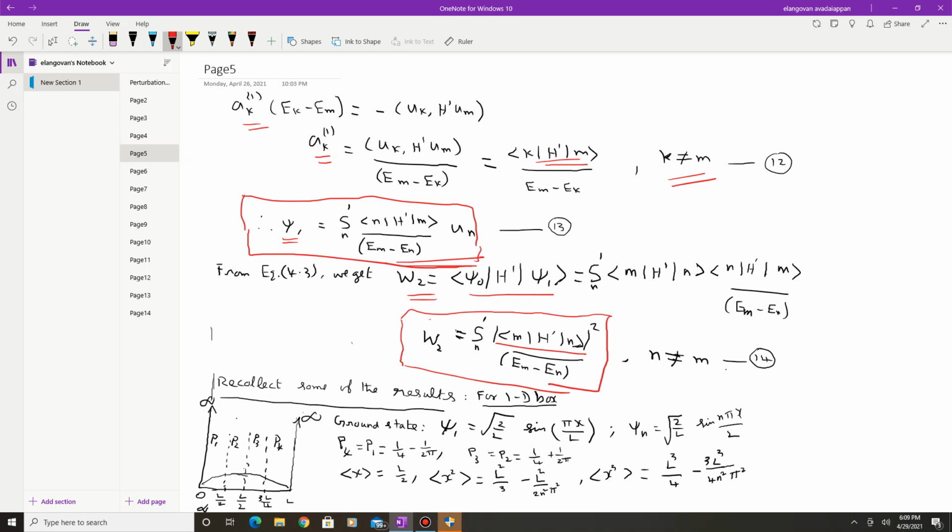Now we are interested in doing problems in perturbation theory. Usually we are considering the one-dimensional infinite box problem. The next is the linear harmonic oscillator problem. The third is the hydrogen atom problem.